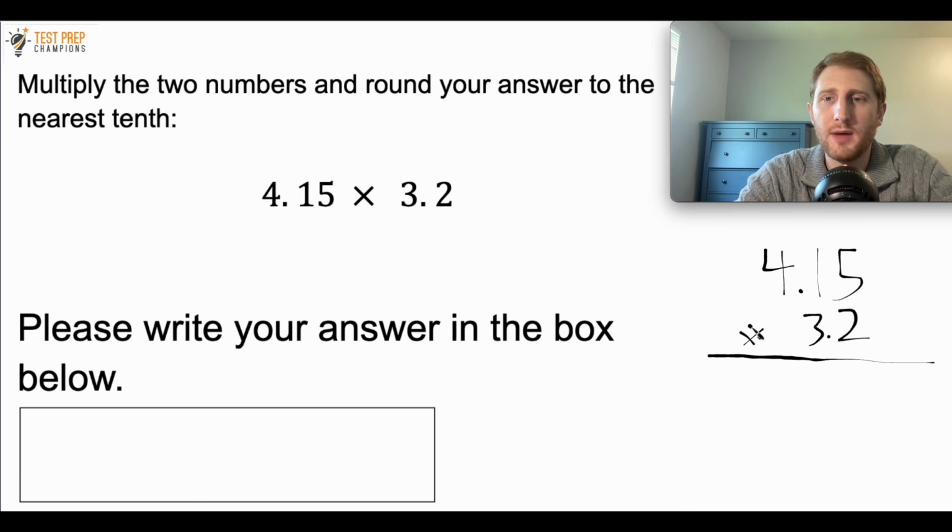Now, it's totally up to you if you want to do this or not. So what we're going to do here is we're going to multiply the numbers together, and we're going to ignore the decimals and worry about them at the end. So first I'm going to do 2 times 5. Now, 2 times 5 is 10, so I'm going to put the 0 here, and I'm going to put the 1 up here. Now I'm going to do 2 times 1, which is 2. Then I have to add the 1, so I get 3.